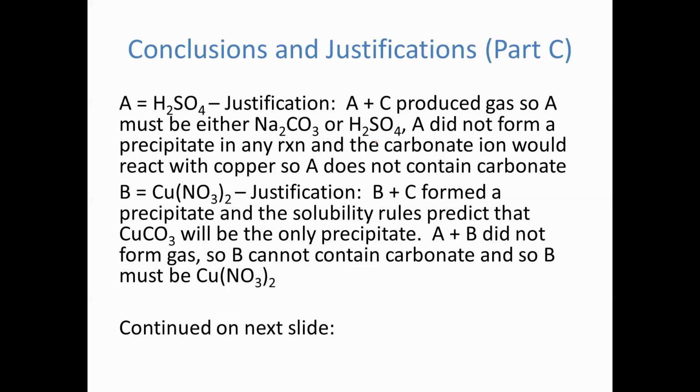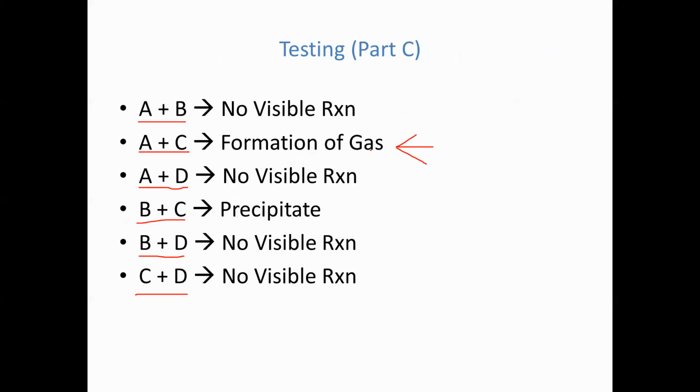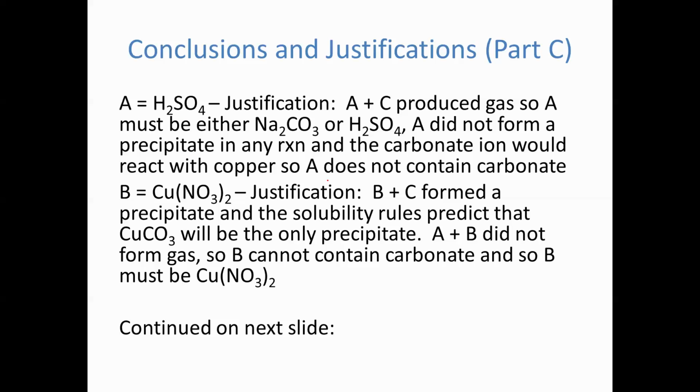Well, what we see is A did not form a precipitate in any of the reactions, but the carbonate ion would. So if A happened to contain a carbonate ion, then that would have formed a precipitate when we reacted it with something else. And so you can see A formed no precipitates. So A can't contain carbonate ions, therefore A must be sulfuric acid. Now this stuff's tricky to think through, so it's going to take some work on your part. If you're having a little trouble following, you have to work your way through it logically. But again, apply data, apply logic.